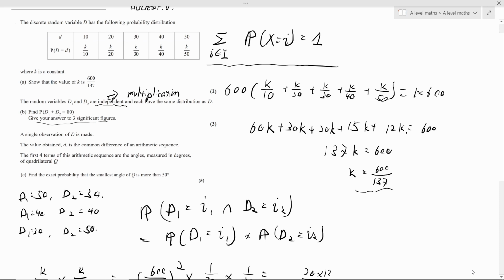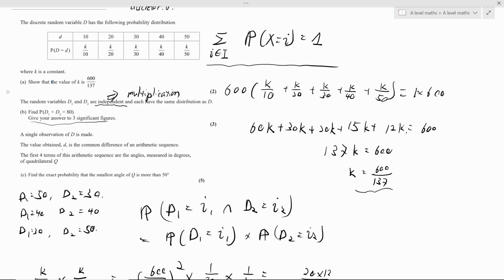A single observation of D is made. The value obtained, little d, is a common difference of an arithmetic sequence. Interesting. The first 4 terms of this arithmetic sequence are the angles, measured in degrees, of a quadrilateral Q. Find the exact probability that the smallest angle of Q is more than 50. Interesting. You probably want to understand this information for a while, because it's a bit tricky.